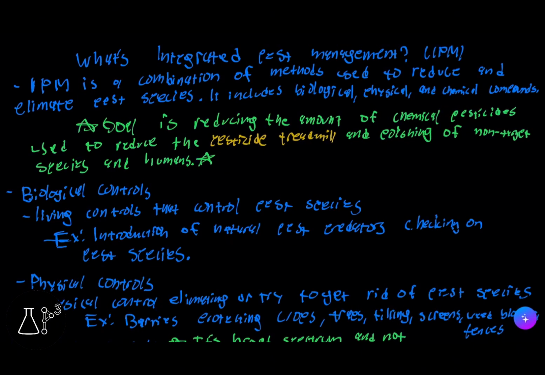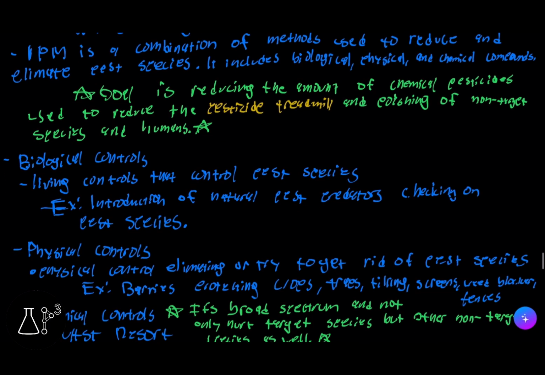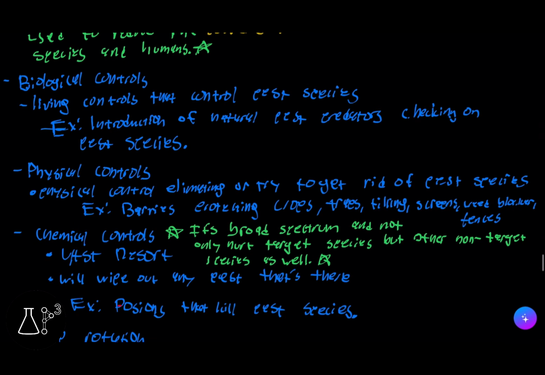species and humans. So one way is, again, biological controls, and biological controls are going to be living controls that control pest species. Basically, an example is introduction of natural pest predators, checking on pest species. And the physical controls are going to be eliminating or trying to get rid of pest species. An example can be barriers protecting crops, and it can also be traps, tilling, screens, weed blockers, and fences.